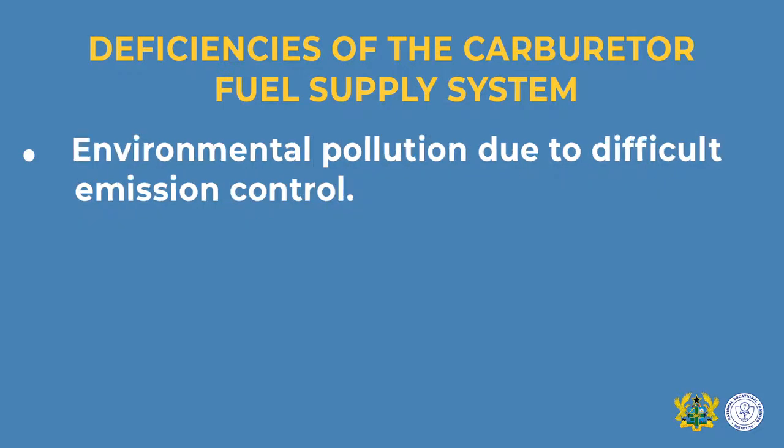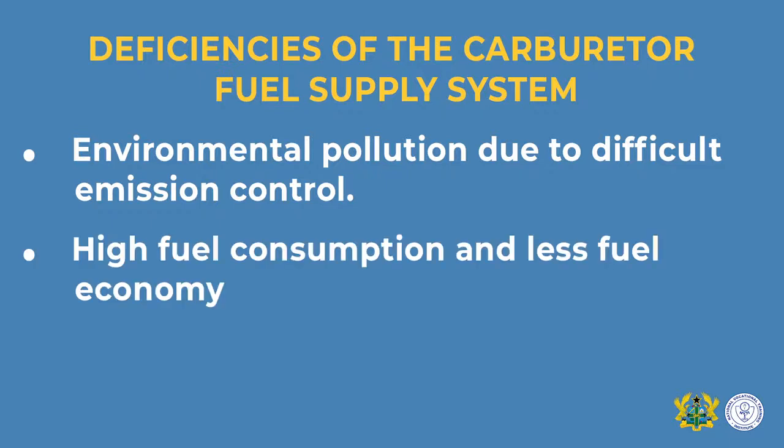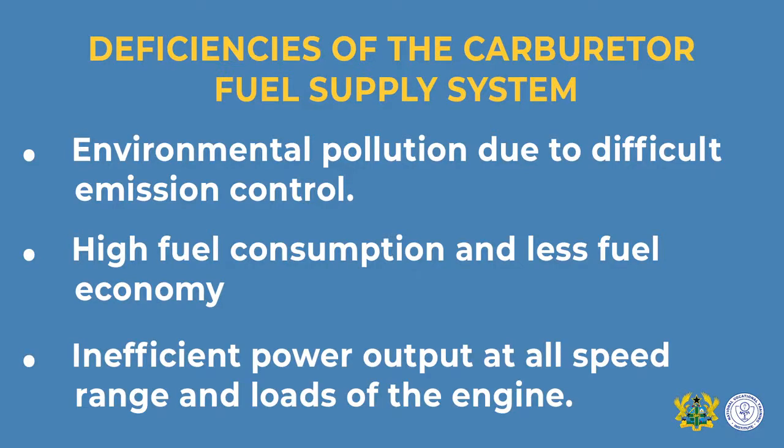Then 2, carburetor system has environmental pollution problems, because it's not able to control the carbon emissions. 3, carburetor system has higher fuel consumption, therefore it is less fuel economical. And 4, carburetor system has inefficient power output at all engine speeds and loads. Hence, they have now introduced the electronic petrol injection system.